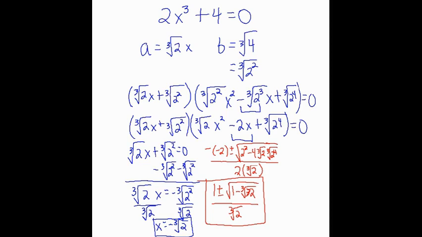Now you could probably do more with this. The 1 minus cube root of 32 will be negative inside a square root, so you'll still get complex solutions out of this, and then you could probably rationalize the denominator, but I'm going to leave that up to you.